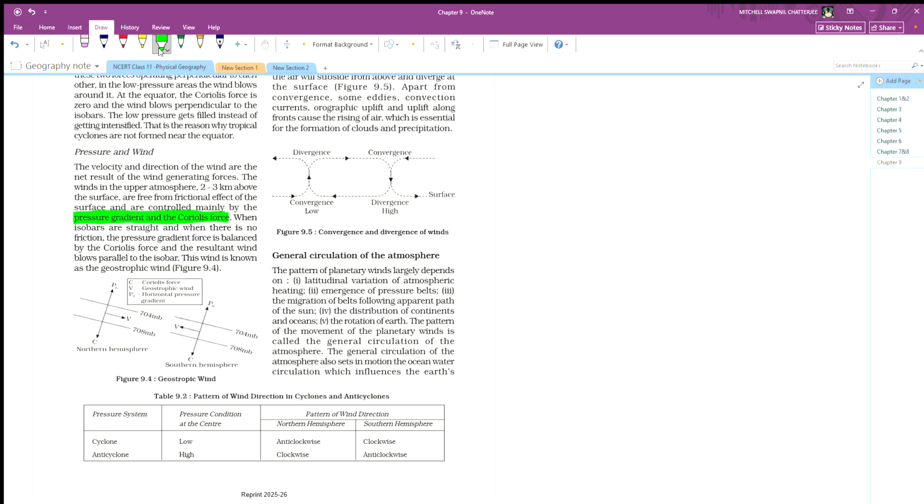So this is kind of a definition, let's mark it with yellow. 2 to 3 kilometers above the surface are free from frictional effect of the surface and are controlled mainly by pressure gradient and Coriolis force. When the isobars are straight and when there is no friction, the pressure gradient force is balanced by the Coriolis force and the resultant wind blows parallel to isobars. The wind is known as the geostrophic wind.